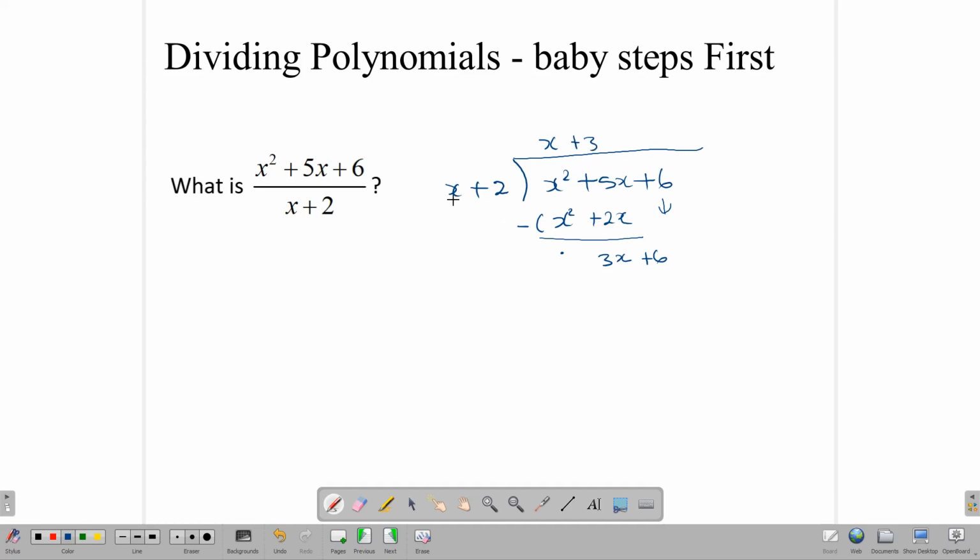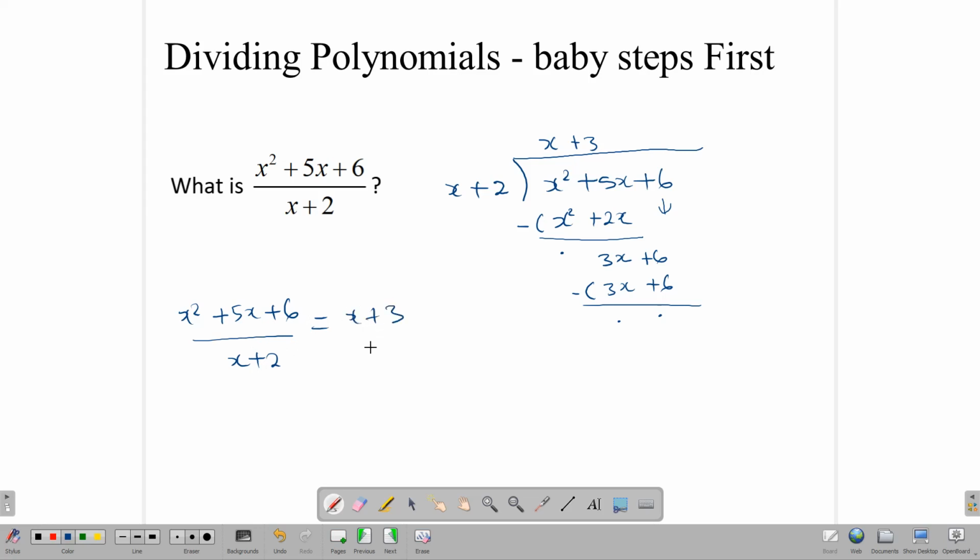And then we go about saying x times 3, that's 3x. And 2 times 3, that's 6. And so we write that. We set up our subtraction. 3x take away 3x is 0, and 6 take away 6 is 0. So it ends here. And what this is telling us is that x squared plus 5x plus 6 divided by x plus 2 is equal to x plus 3.